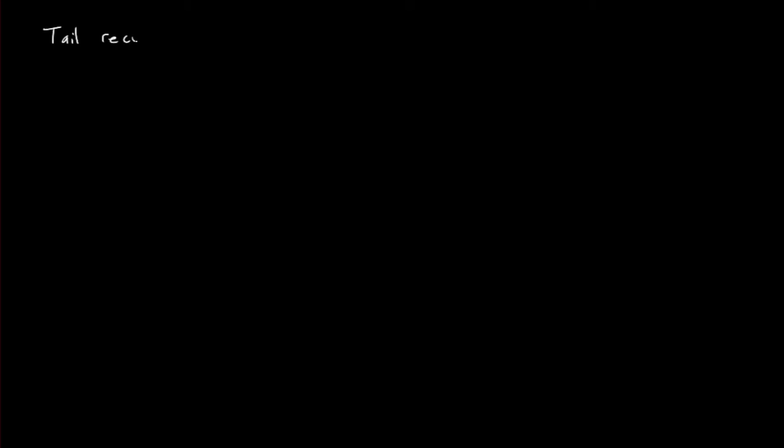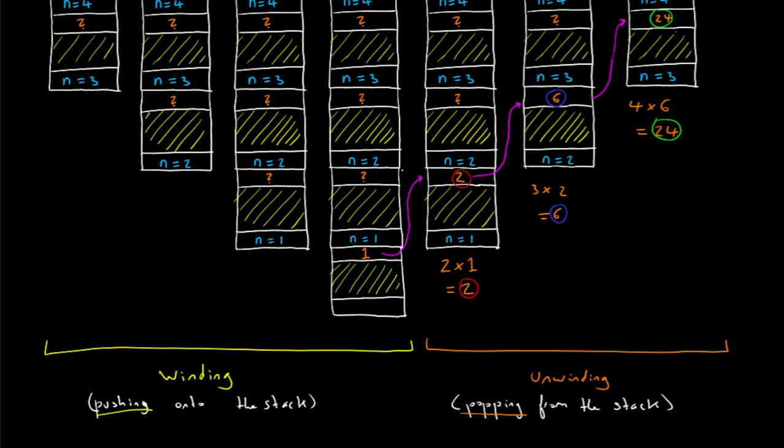Tail recursion. And what is tail recursion? Well, tail recursion is a way to short circuit the unwinding procedure, which is kind of great, isn't it? Because we've saved just under half the work.